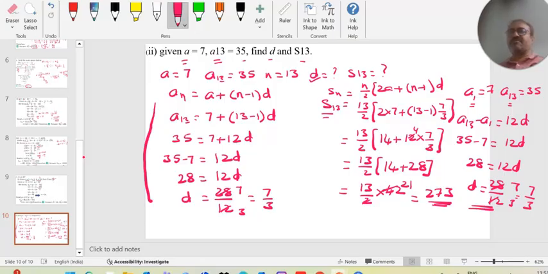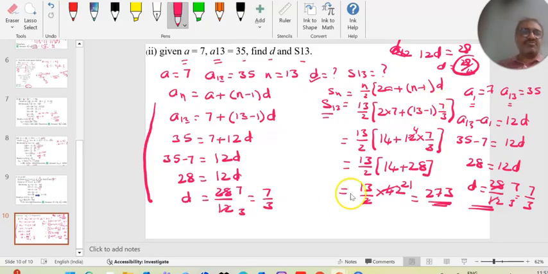ఇలా డైరెక్ట్గా సింపుల్గా చూసుకుంటూ చెప్పండి. a13 - a1 means 12d అని చెప్పి రాయొచ్చు. a13 - a1 అంటే 13 - 1 = 12, that much of d's. 35 - 7 = 28, so d = 28/12. కట్ చేస్తే 7/3, డైరెక్ట్గా కూడా చేయొచ్చు.